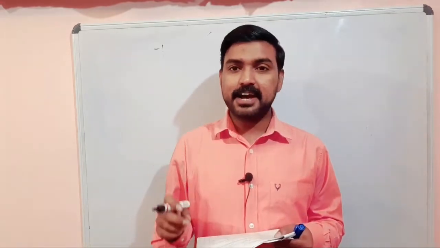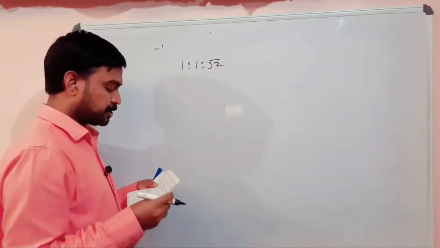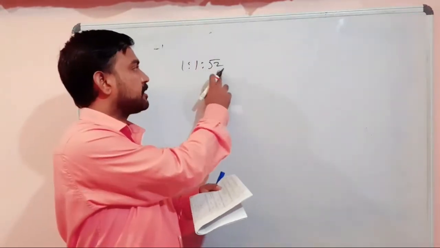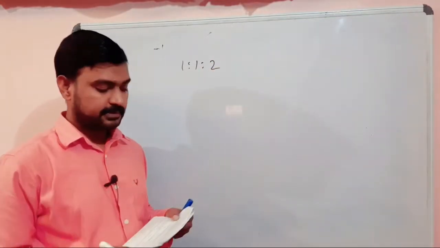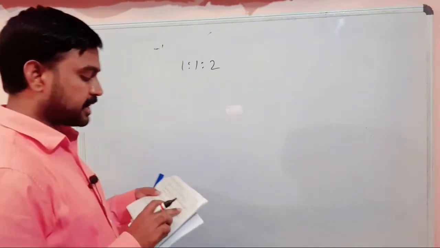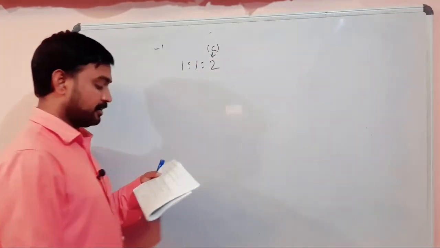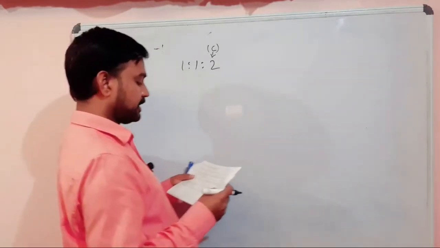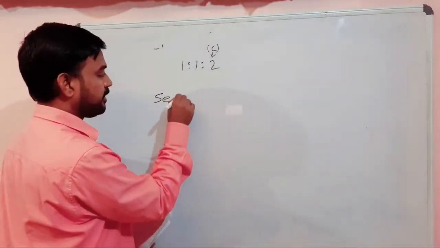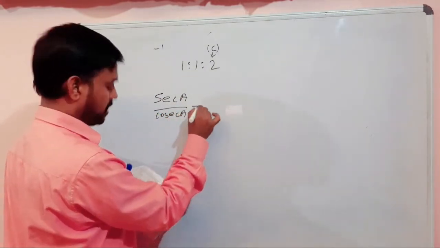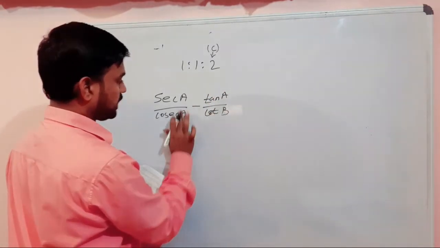If the angles of triangle ABC are in the ratio 1 is to 2, not root 2, 1 is to 2, and it is given that the largest angle is angle C. So the largest portion is 2, so here will come angle C. So we can draw a triangle with this measurement. And one more point is there: the question is to find the value of sec A by cosec A minus tan A divided by cot B. Here it is not angle A, it is cosec B.